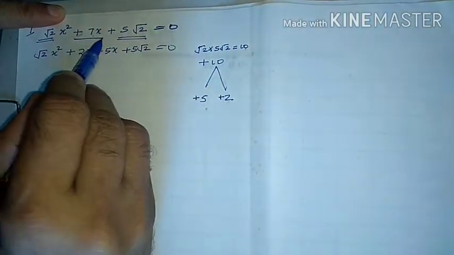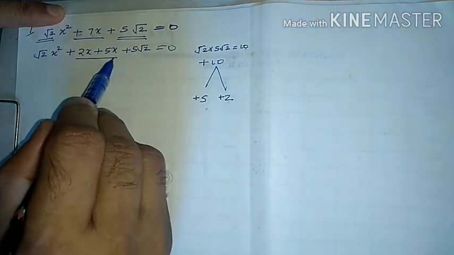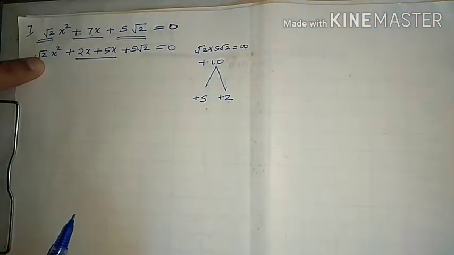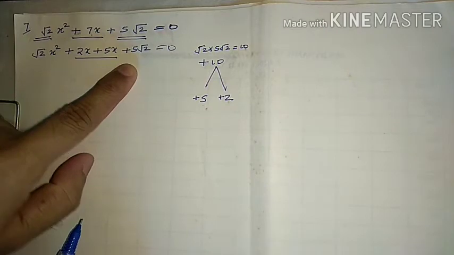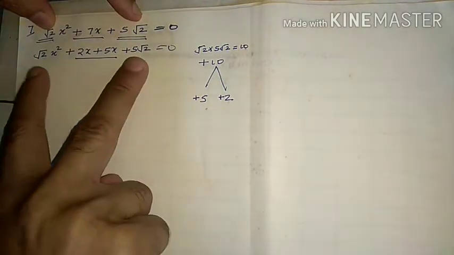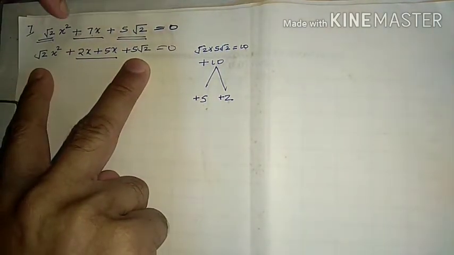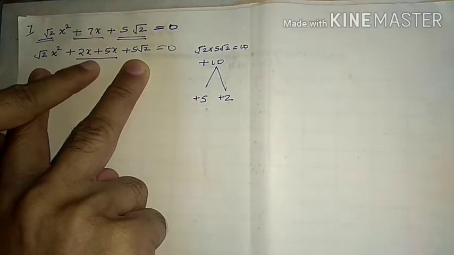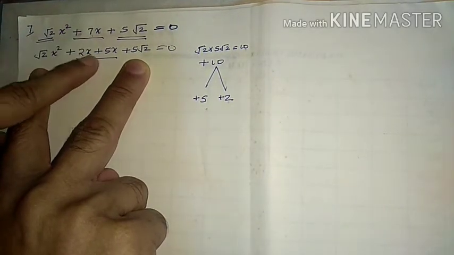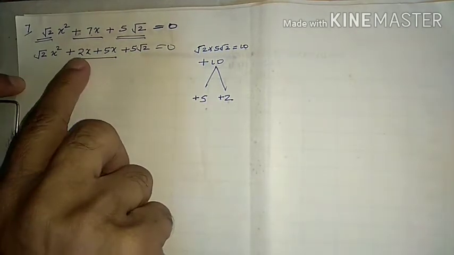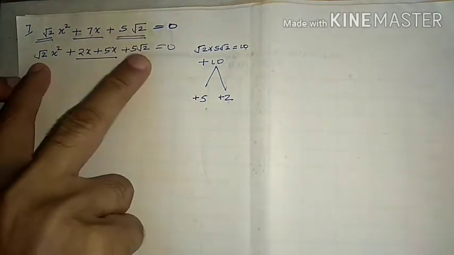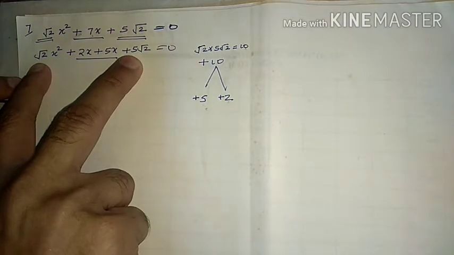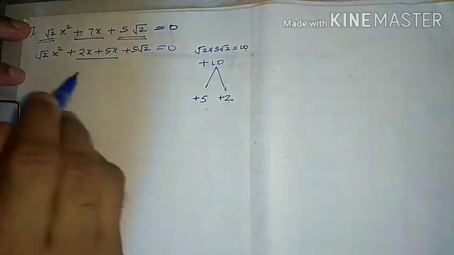The plus 7 is split here. The first term stays as it is, the last term also as it is. We are only splitting the middle term. The addition should be the middle term and the product should be the product of the extremes: 2 into 5 is 10, root 2 into root 2 is 2, 2 into 5 is 10. So we are correct, we proceed.